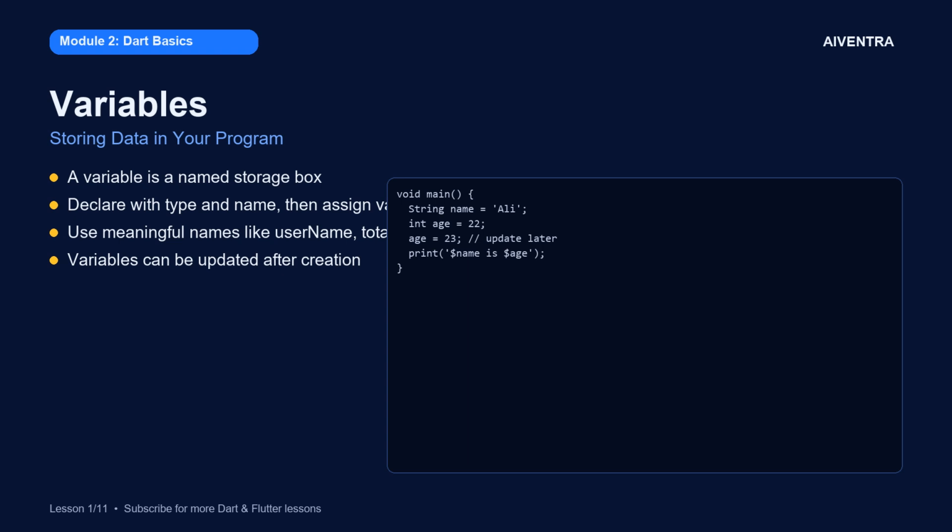Key point 3. Use meaningful names like username, totalPrice. Key point 4. Variables can be updated after creation. These points help you write clean, predictable Dart code and avoid common beginner mistakes.